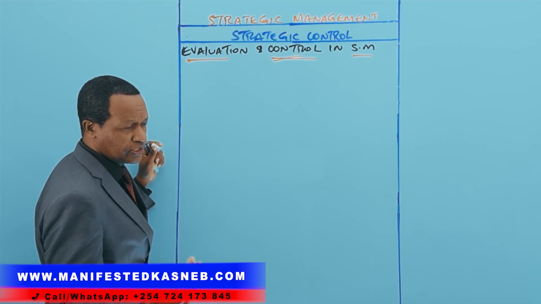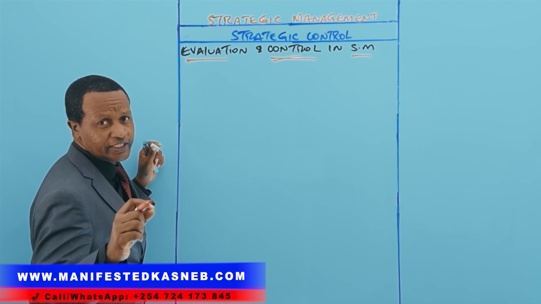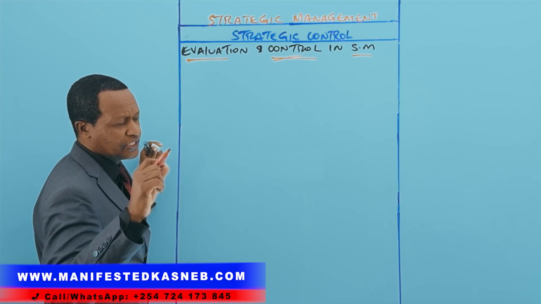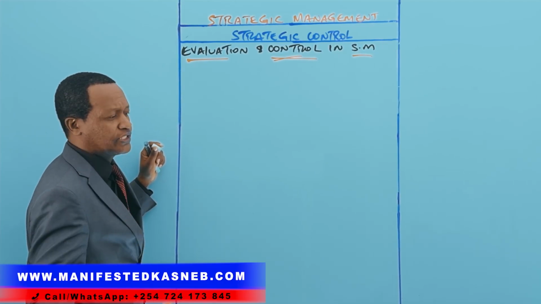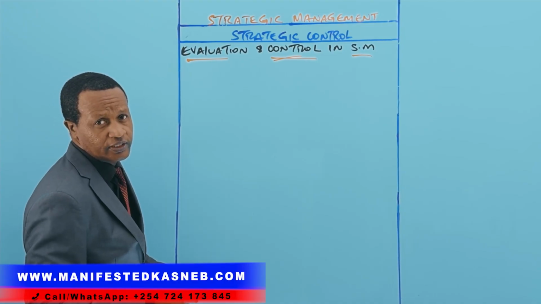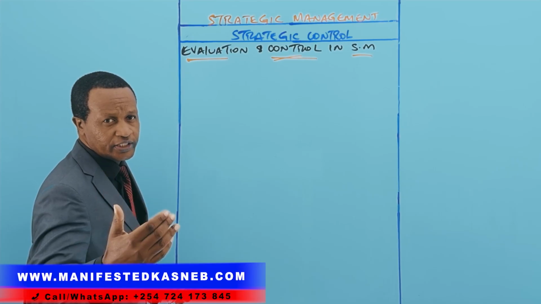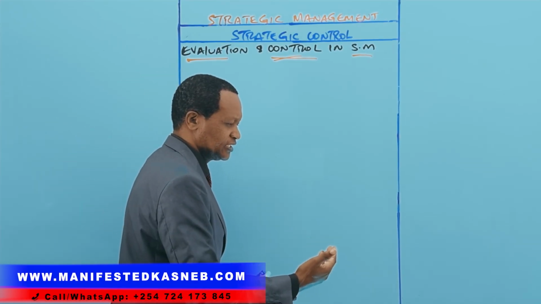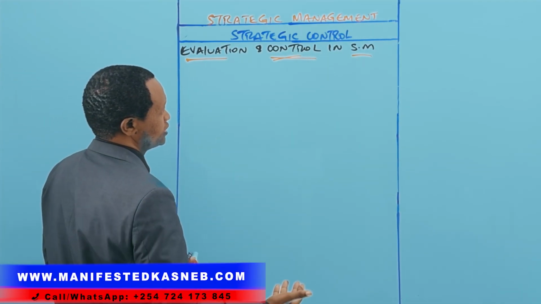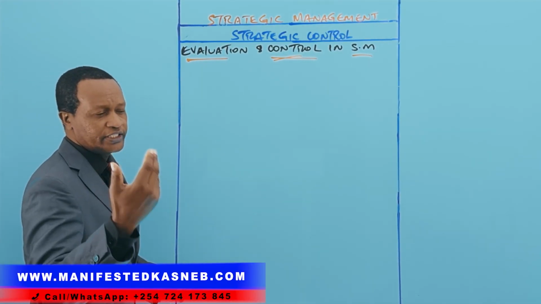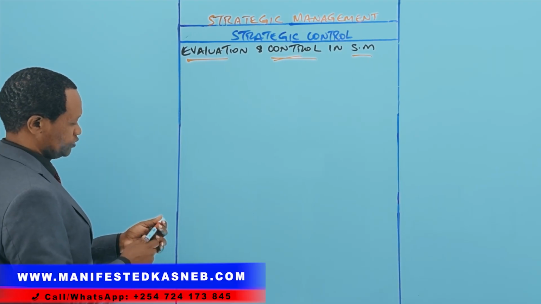Now, evaluation in the context of strategic management refers to the systematic process of assessing the effectiveness of the chosen strategies in achieving organizational objectives. That's the meaning of evaluation.